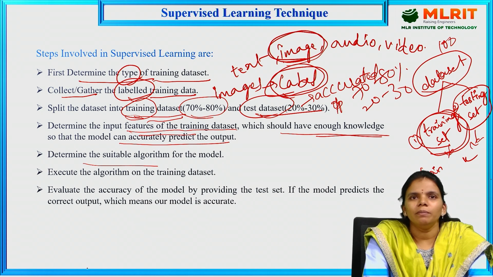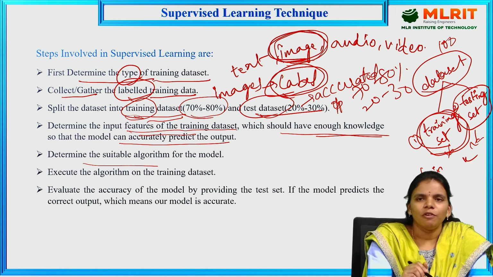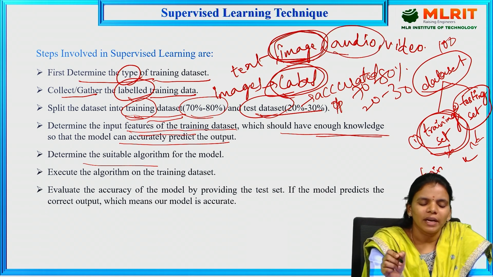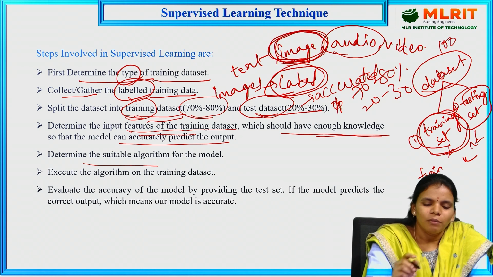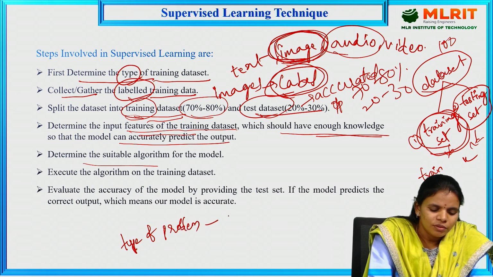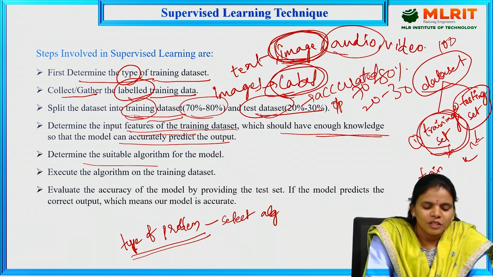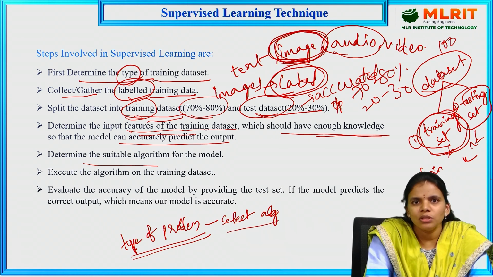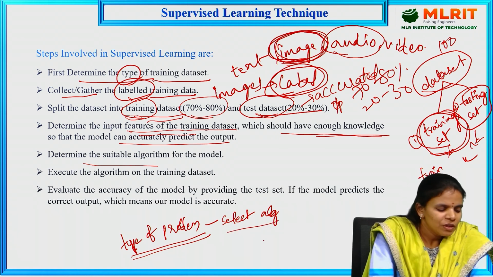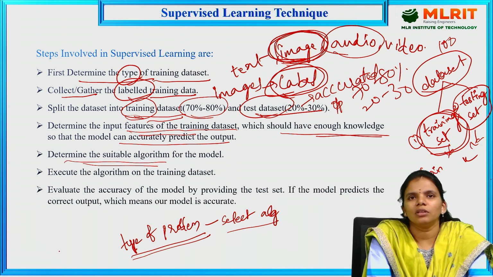Okay. So next, determine the suitable algorithm for the model. For example, you are using image type of data or audio type of data. Based on the type of the problem, you need to select a machine learning algorithm. So you need to choose an algorithm to work properly. The most important step is again to determine the suitable algorithm for the model.